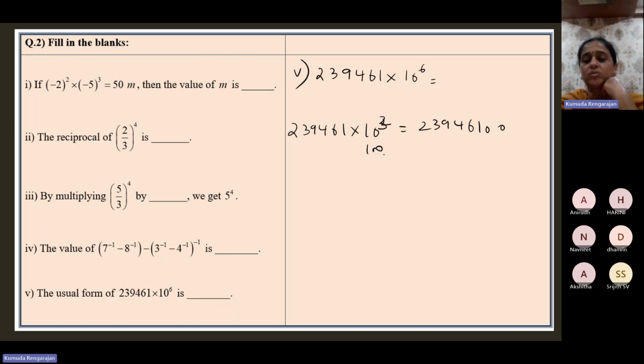Suppose it is 10 cubed, then it is into 1000, so we'll add one more zero. 10 to the power 4 is 10,000, so one more zero. So it is nothing but 239461 into 1 followed by 6 zeros. 10 to the power 6 is nothing but 1 followed by 6 zeros. So when you multiply, you will get 239461 followed by 6 zeros. This is the usual form. This is what we usually write.